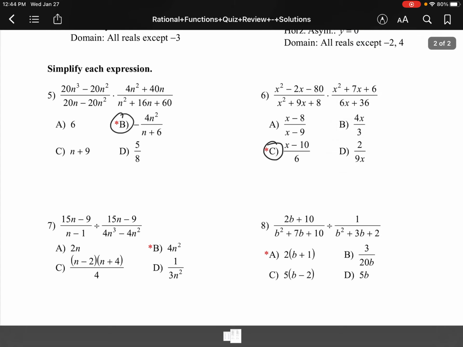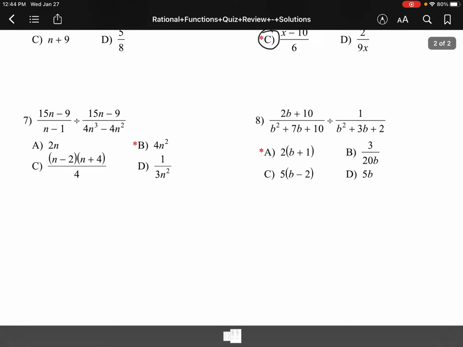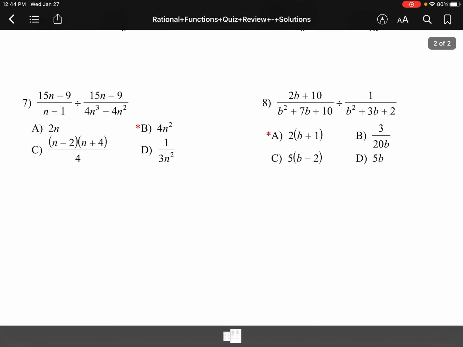Number 7 and 8 are examples of dividing rational expressions. Just like I mentioned in class, we're going to follow the same steps that we follow when multiplying rational expressions. We just have one extra added step. So let's work on number 7. Number 7, we have 15n minus 9 over n minus 1 being divided by 15n minus 9 over 4n cubed minus 4n squared.